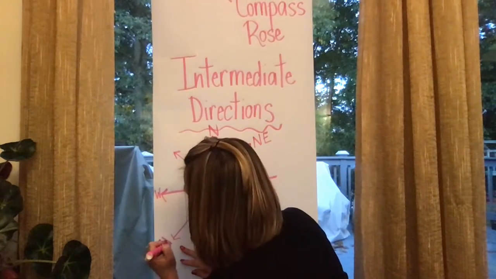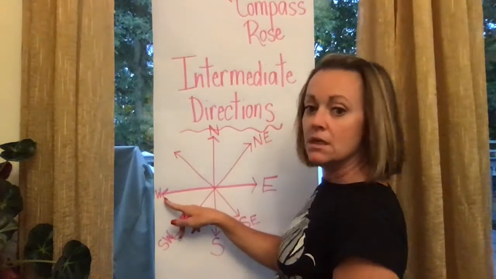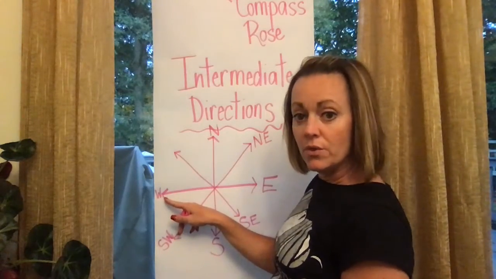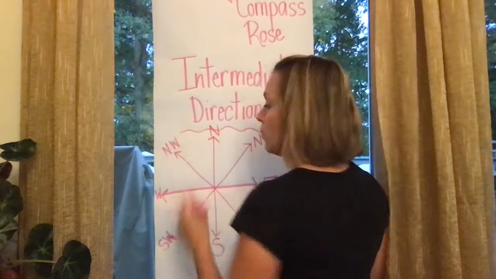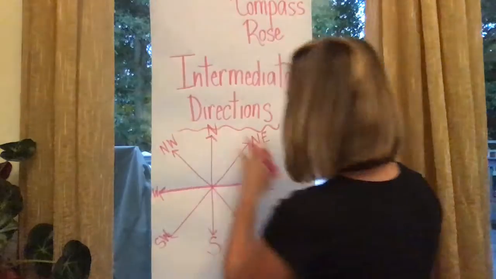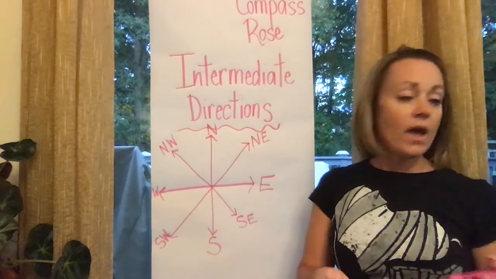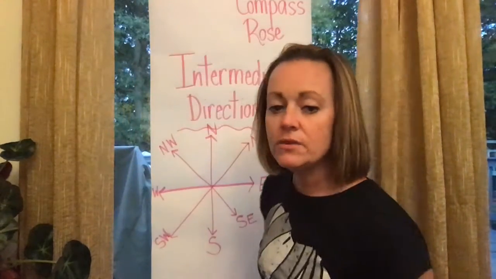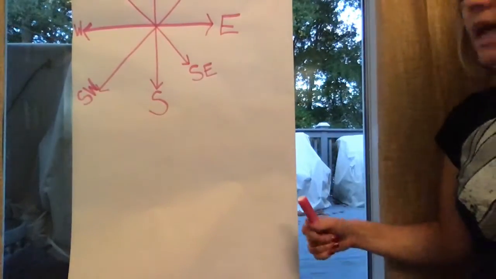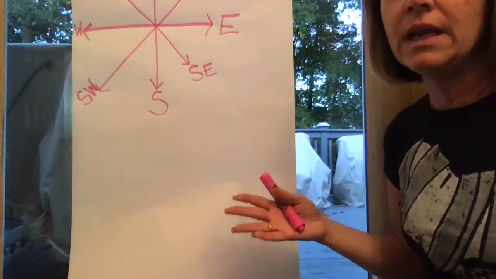Okay, southwest. Then we have north and west. What will come between north and west? Okay, so here we have our northwest. So those are our intermediate directions. Okay? All right, so if somebody were to ask you, okay, what are the intermediate directions?